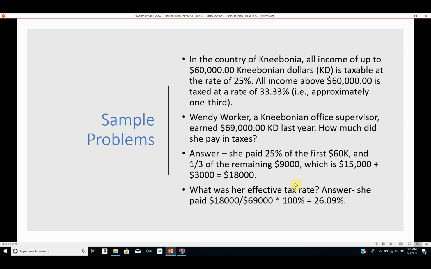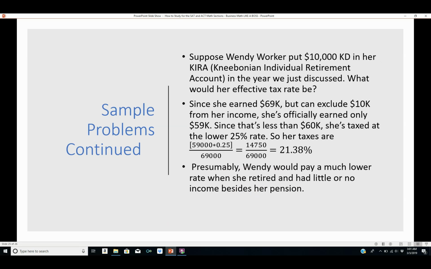So what's her effective tax rate? She paid $18,000 over $69,000 times 100%, which is 26.09%.